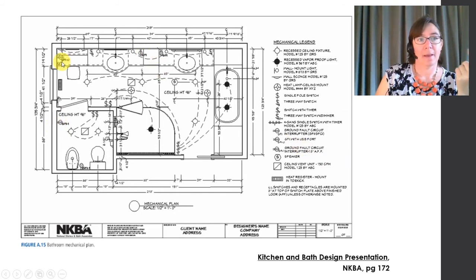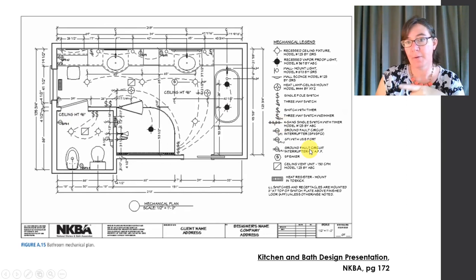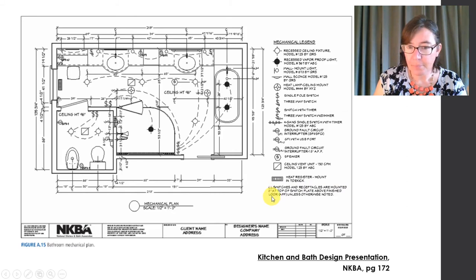And you can see that these are different types with different tags on them. And so you would come over here to the legend and you'd read all about that particular type. One of them has a USB port. One of them is specifically 18 inches above finished floor. And then there's a note that all switches and receptacles are mounted, I can't quite read it, but it gives a specific height.